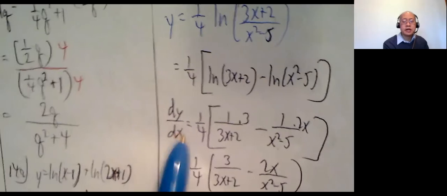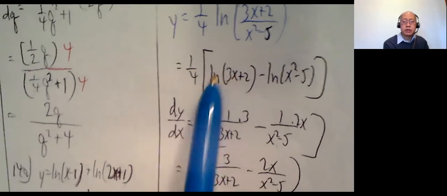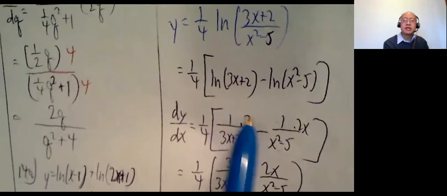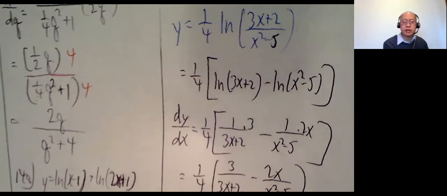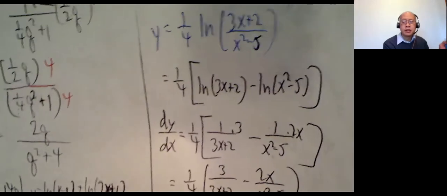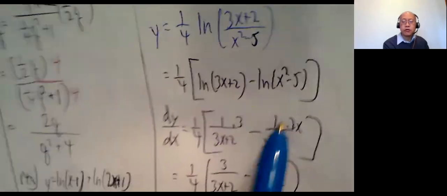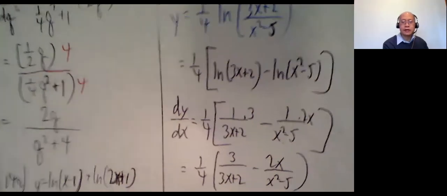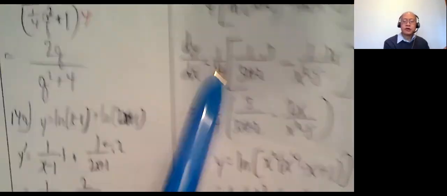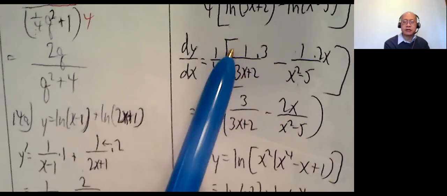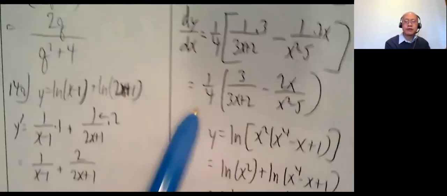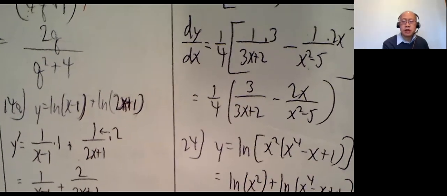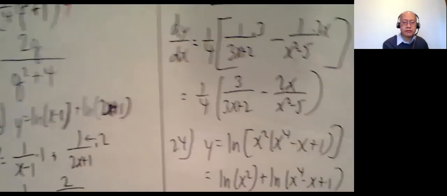Okay, so dy/dx, leave the 1/4 alone. What's the derivative of ln(3x plus 2)? 1 over 3x plus 2 times the derivative of 3x plus 2, which is 3. Same thing here, minus 1 over x squared minus 5 times the derivative of the inside, 2x. And of course, multiplying by 1 is easy. Just slide that 3 over, slide the 2x over. So here's my final answer, 1/4 times parentheses 3 over 3x plus 2 minus 2x over x squared minus 5.